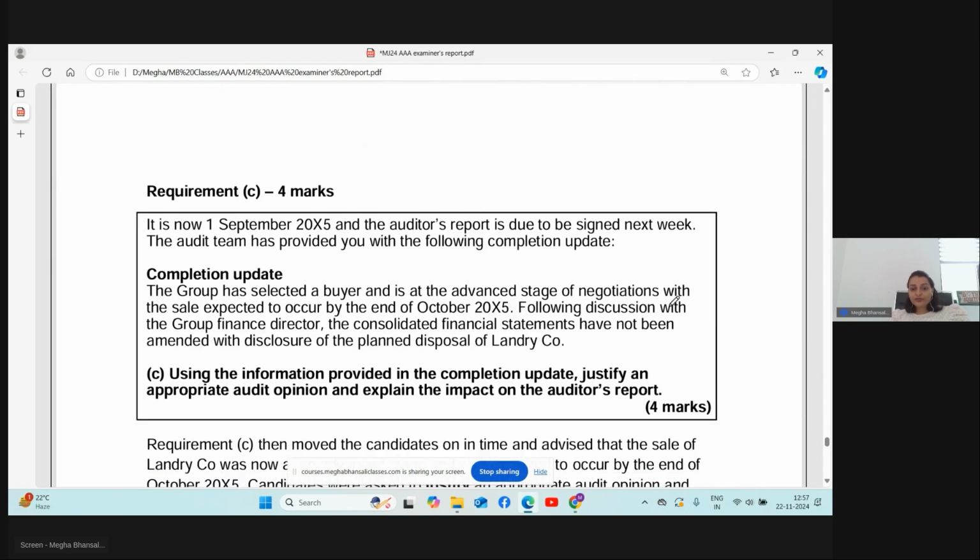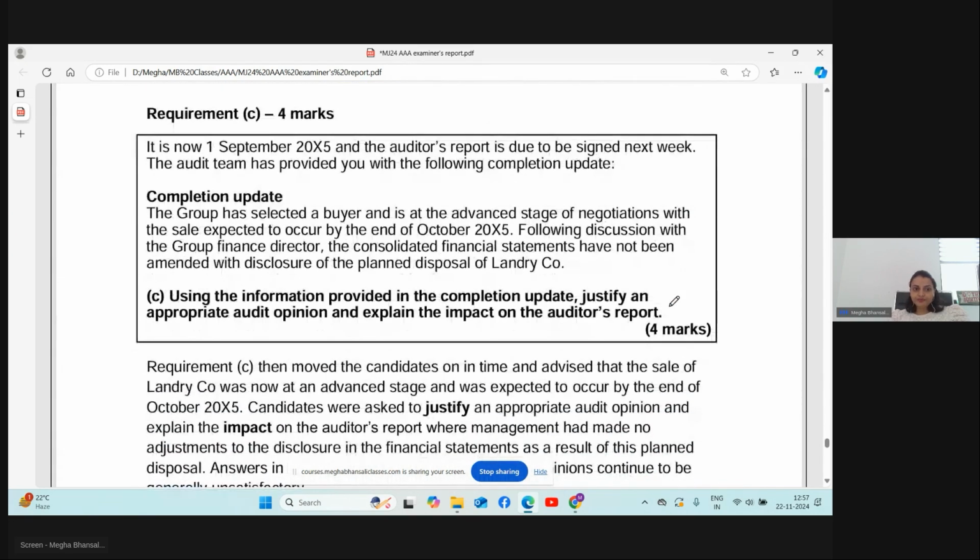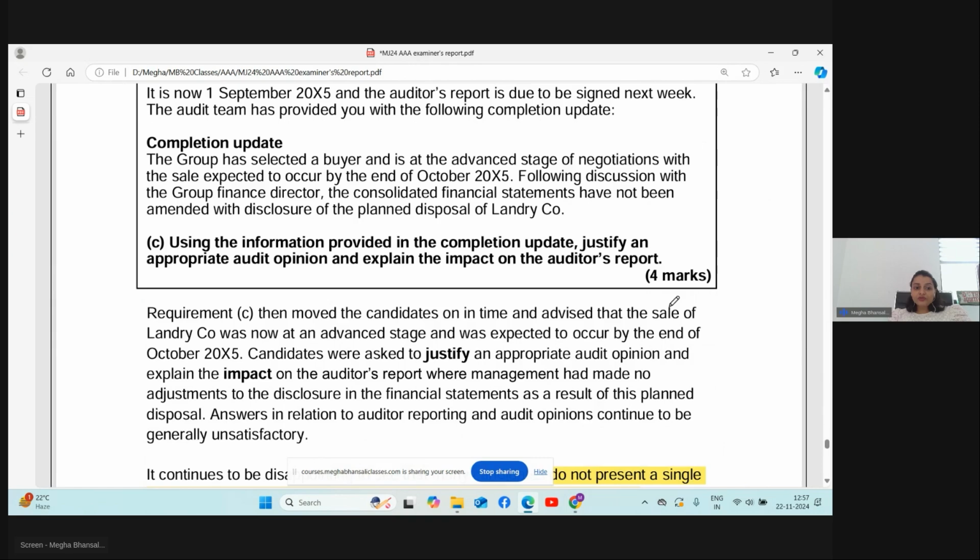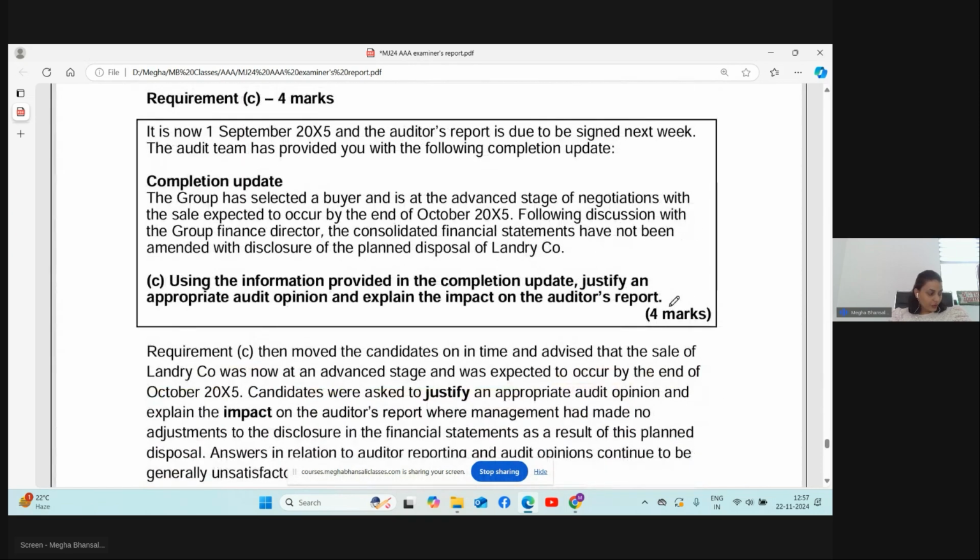All those things could have been included here. Now they are saying, what should be the impact on the audit report if they have not disclosed this accurately? Now remember, whenever there is an audit report question, things you need to keep in mind: first and foremost, you have to say if the issue is material, because only if the issue is material am I going to discuss it. Then you have to say if the issue is pervasive. Pervasive means affecting major areas.